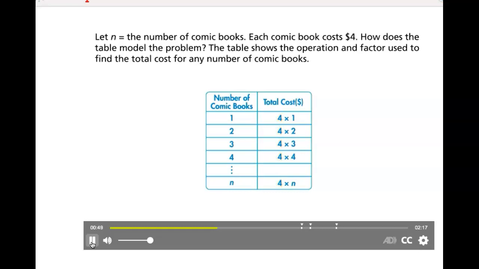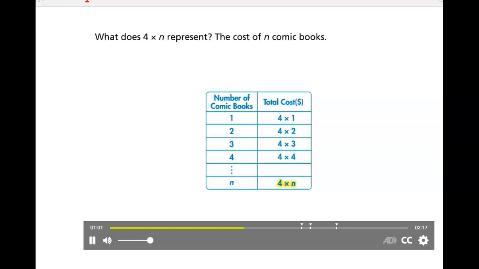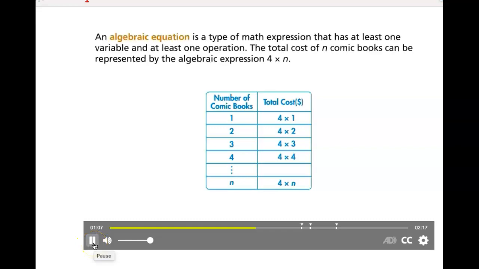How does the table model the problem? The table shows the operation and factor used to find the total cost for any number of comic books. What does 4 times n represent? The cost of n comic books. An algebraic expression is a type of math expression that has at least one variable and at least one operation. The total cost of n comic books can be represented by the algebraic expression 4 times n.